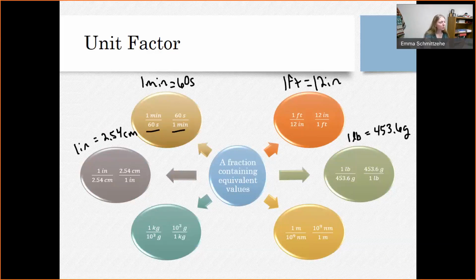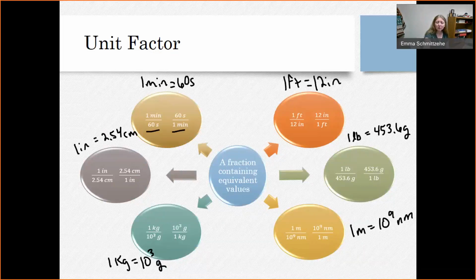And then I've got a couple metric examples down here on the bottom, because 1 kilogram is equal to 10 to the 3rd grams. So I can write that relationship as a fraction in both ways, with either the kilograms on top or the grams on top. And then I have another one with 1 meter equals 10 to the 9th nanometers. And you can write that as a fraction either way.